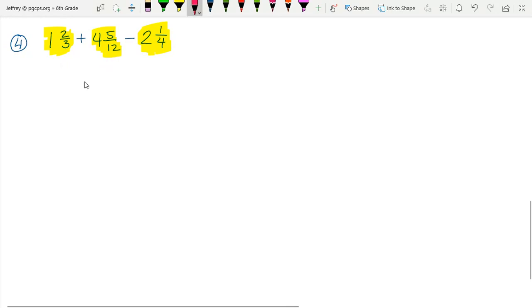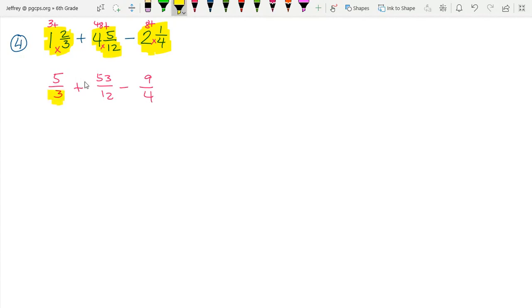Now, let's try to find the common denominator. But before that, let's change these into improper fractions. Now, it's going to be 3 times 1 is 3. That's going to be 3 plus 2. That's going to be 5/3. Plus 12 times 4. That's going to be 48. Plus 5. That's going to be 53/12. Minus 4 times 2 is 8, plus 1, that gives you 9/4.